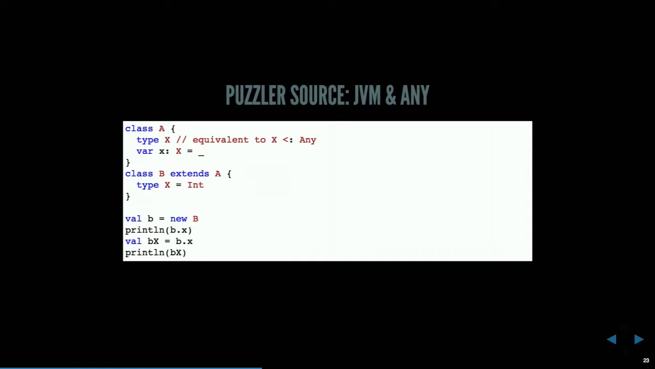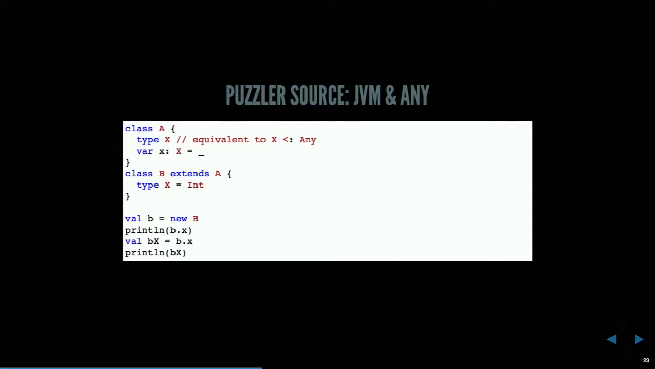For performance, we would create a variable, and we initialize the variable with its default value. That's what one of the 15 uses of the underscore that Josh was mentioning does here. It means give it the default value. But we never use it directly here. We then create a subclass of A, and we specialize X to be Int. And then we make a new B, in this case it will infer the type to be B, and then we print the value of X.